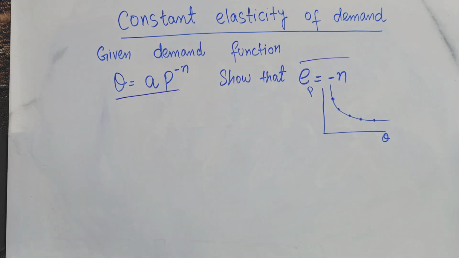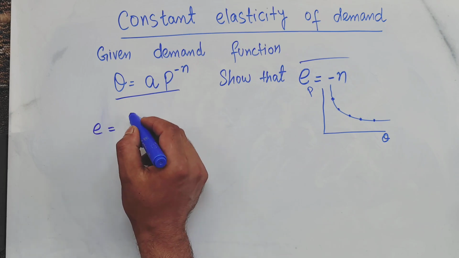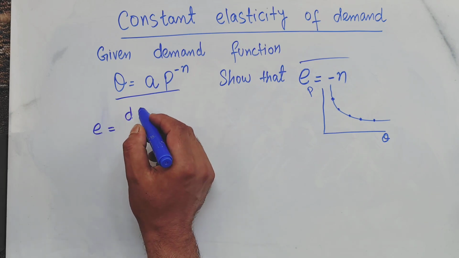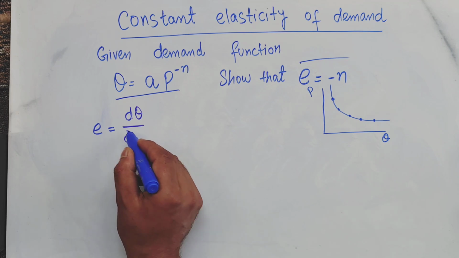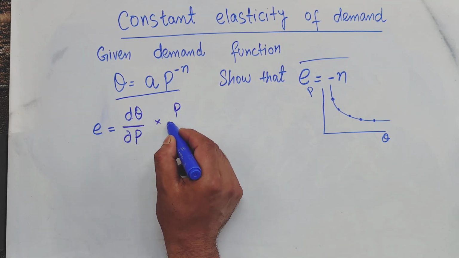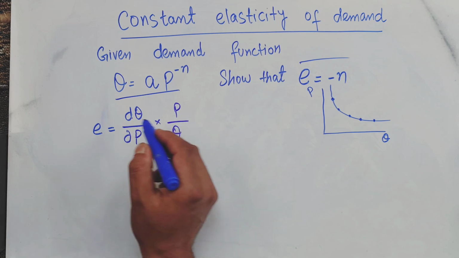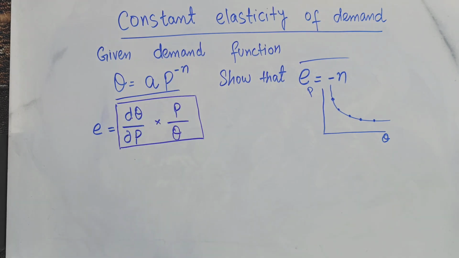So how do we find the elasticity? We know that elasticity of demand is equal to the change in the quantity demanded due to the change in the price, times price upon quantity demanded at that very price. This is the basic formula for elasticity.